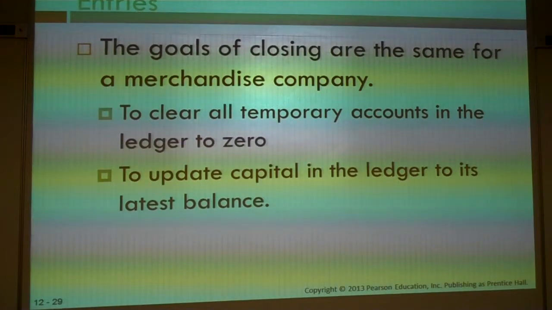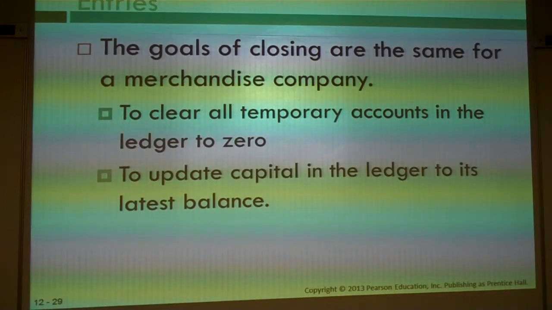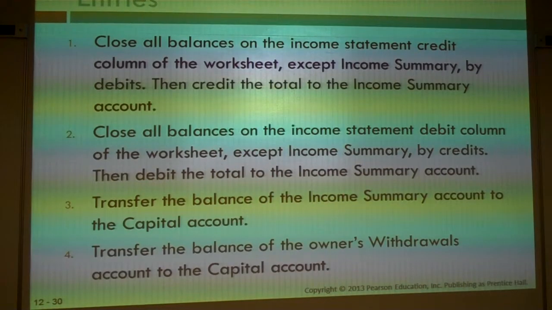The temporary accounts are the income statement accounts: income, cost, and expense. Those are the ones that we want to bring to a zero, and they're called the temporary accounts. What are the balance sheet accounts called? Permanent. Permanent accounts.